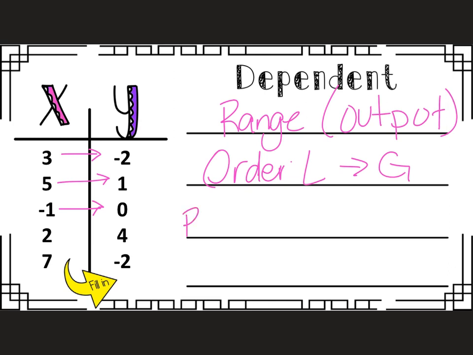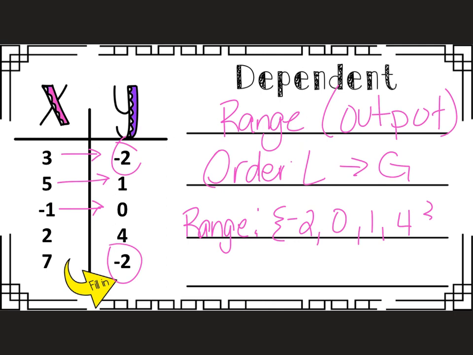So for our range values, we list them also in order from least to greatest. In this case, we have -2, 0, 1, and 4. Notice, even though -2 appears twice, I only list it once. So these values depend on the x values, or the input values, or the independent values.